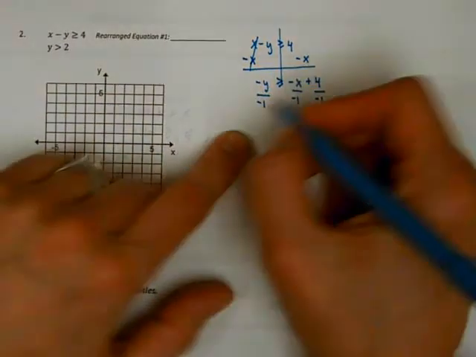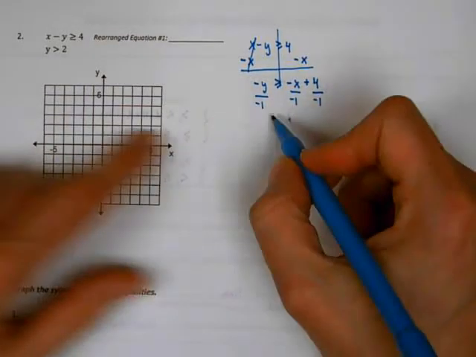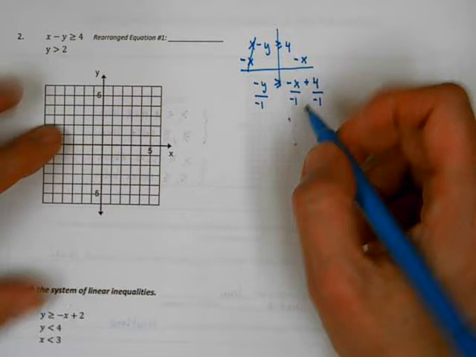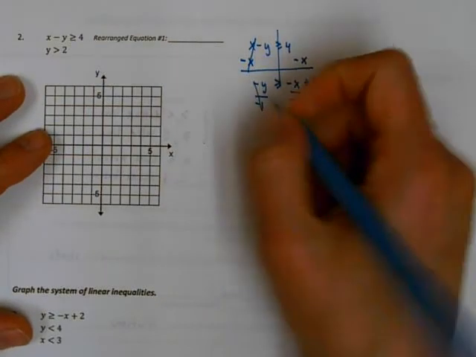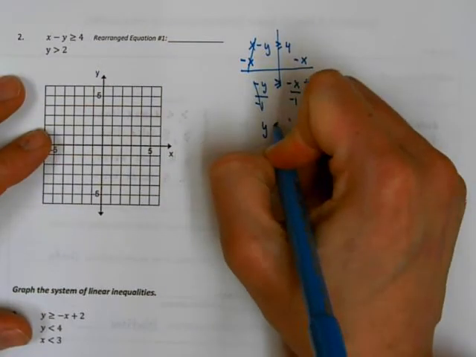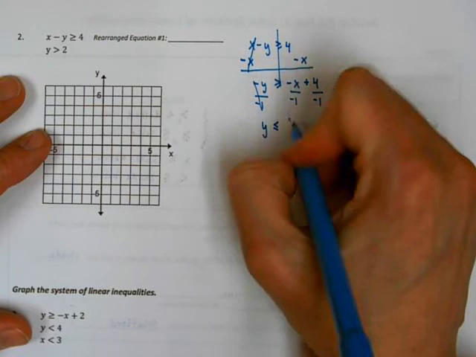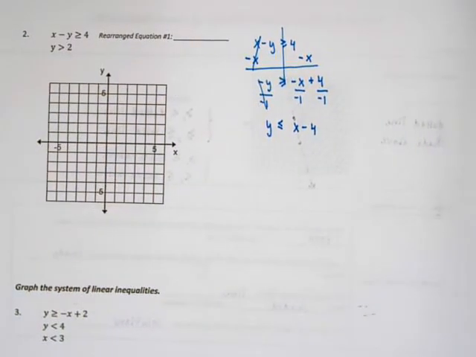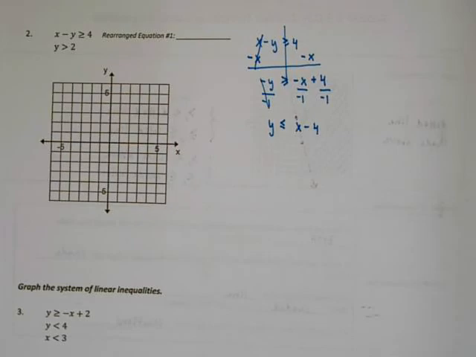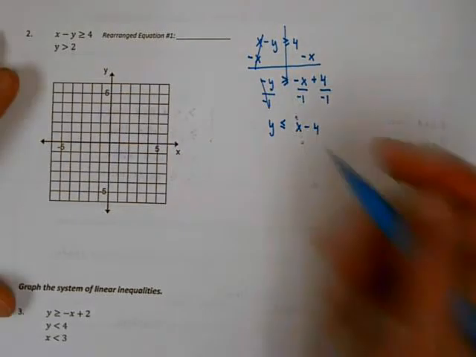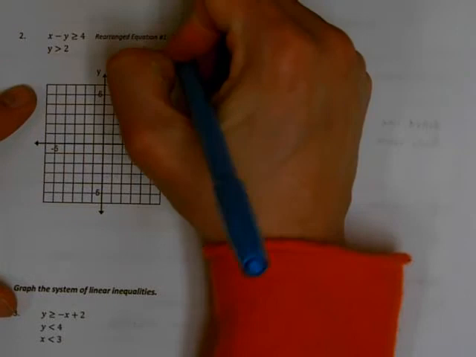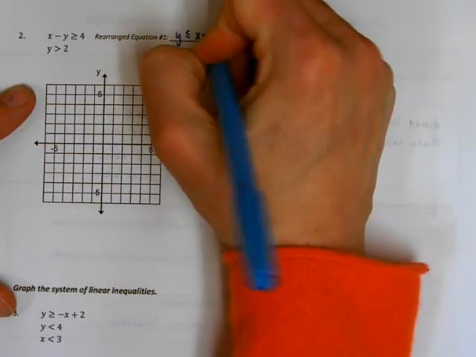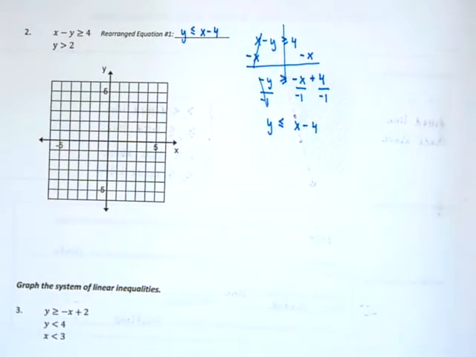Now, something we need to remember is when we multiply or divide by a negative, we said we needed to flip that inequality symbol. So instead of greater than or equal to, this is going to become y is less than or equal to x minus 4. Okay, so my rearranged equation is y is less than or equal to x minus 4.